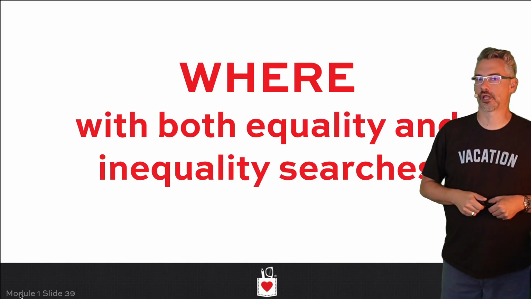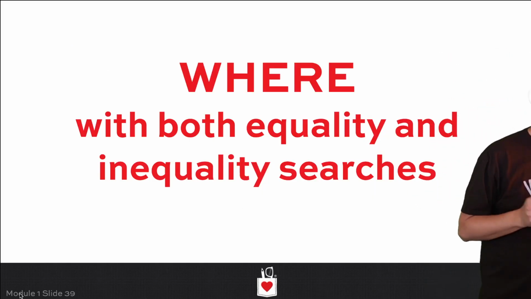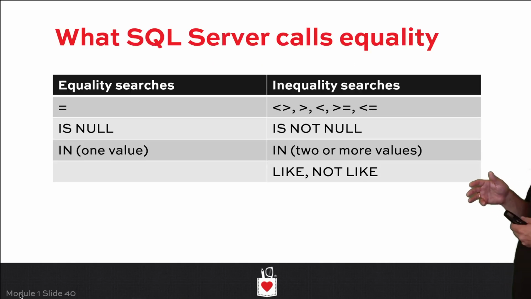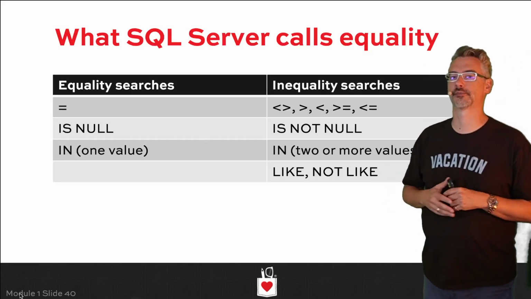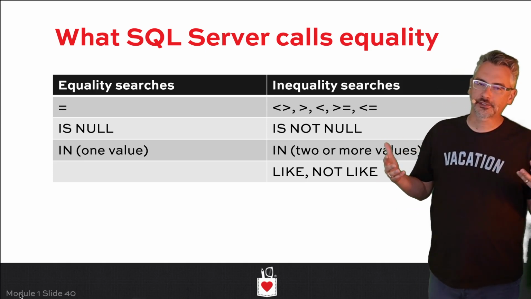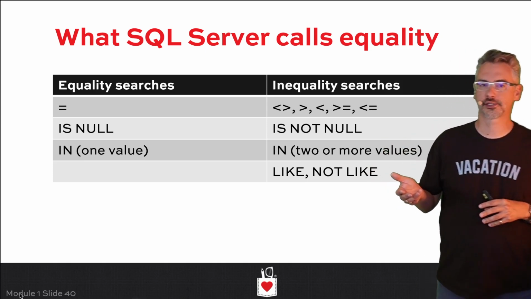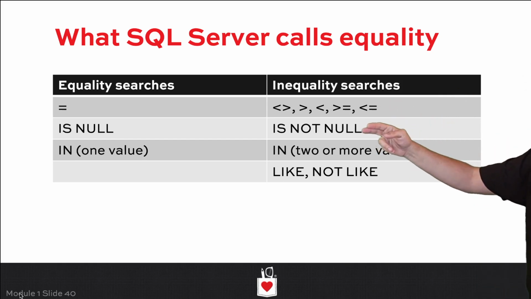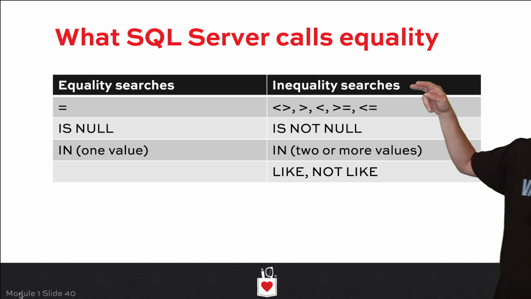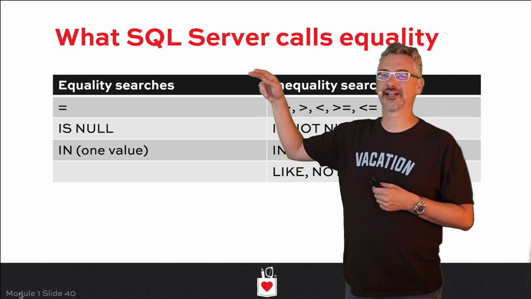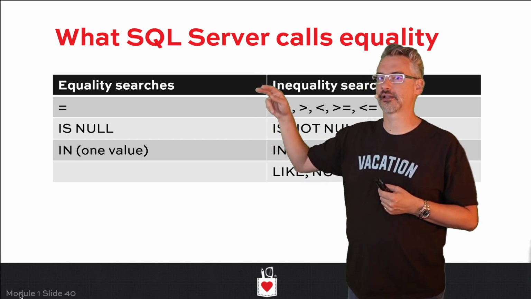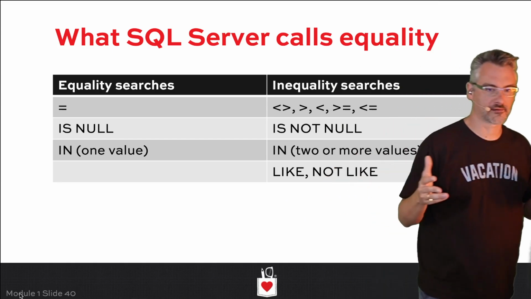Now let's start to mix it up a whole lot harder. We're going to use a mix of both equality and inequality searches in our where clause. And when I say inequality, this is what SQL Server terms as inequality. It's not necessarily what you and I would term inequality searches. Greater than or less than, sure, that makes perfect sense. But to SQL Server, is not null is called an equality search, and is null is called an equality search. Seems kind of goofy to me. They both usually involve large numbers of rows, but whatever.